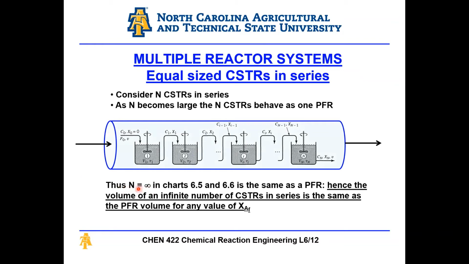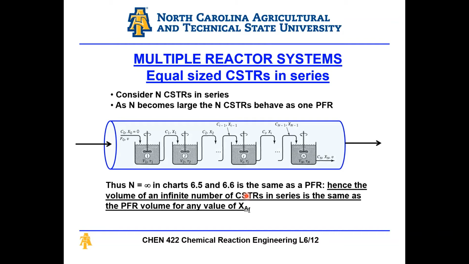Therefore, the case of n equals infinity in charts 6.5 and 6.6 is the same as a PFR. Hence, the volume of an infinite number of CSTRs in series is the same as the PFR volume for any value of XAF. Of course this is a theoretical case. You can argue the volume of an infinite number of CSTRs is infinity, but it's a mathematical artifact. The bottom line, disregarding the mathematical artifacts, is that as my number of CSTRs in series increases, I approach the same performance of a PFR of equivalent volume.